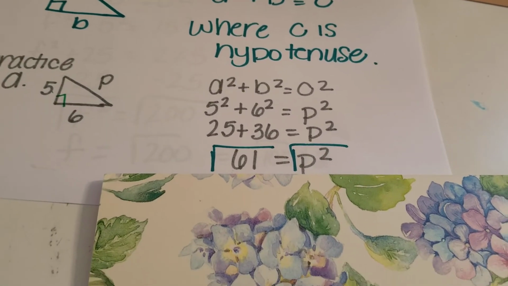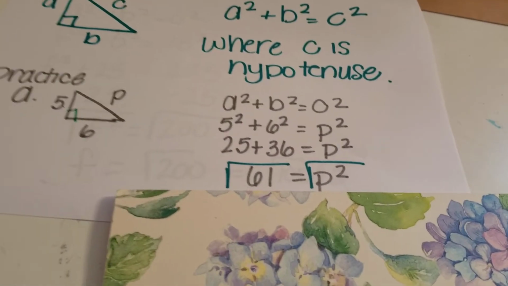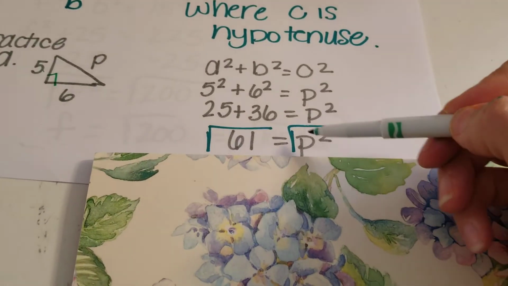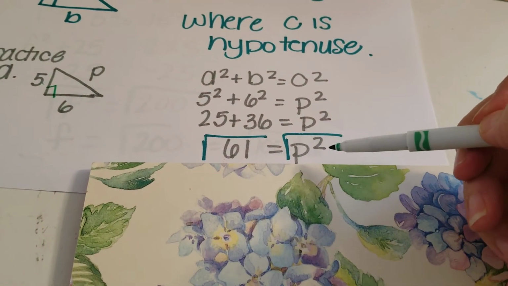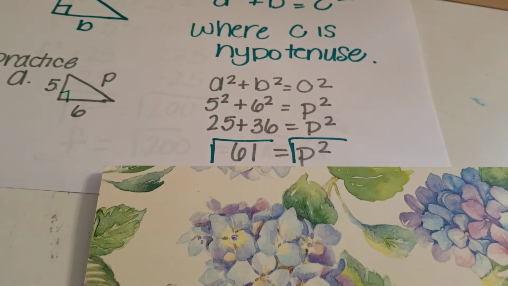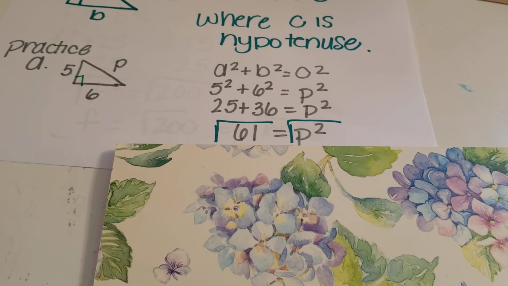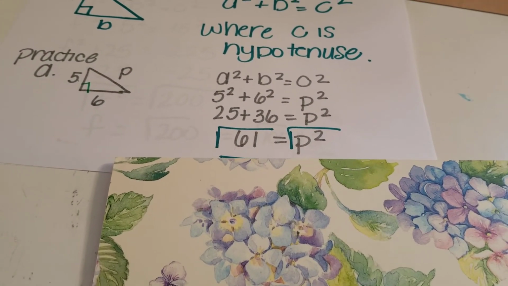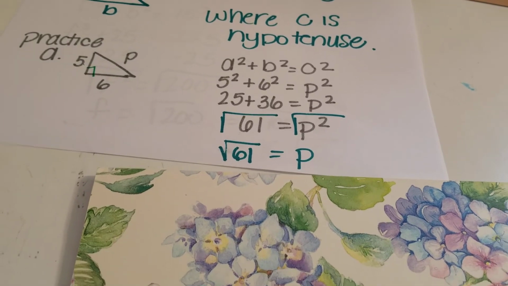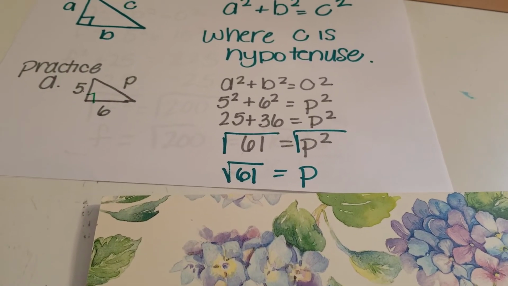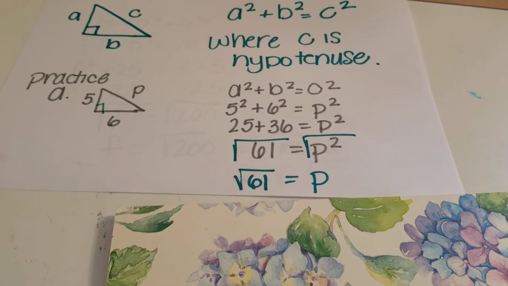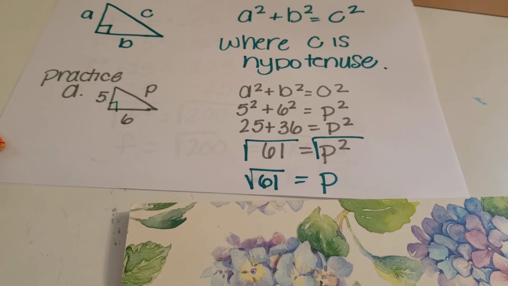61 equals p squared. Now in blue there, you can see that I took the square root of both sides, and I did that so that I could get p by itself. I wanted to find out what is p. I don't care about p squared. I want to know what p is. So I took the square root of p and the square root of 61, and p is just the square root of 61, radical 61. Okay, and that's how I leave it.